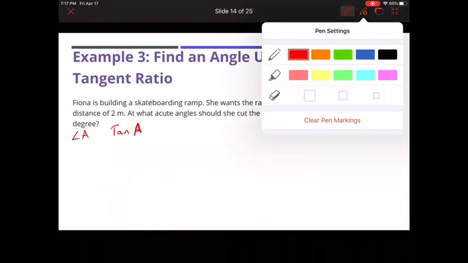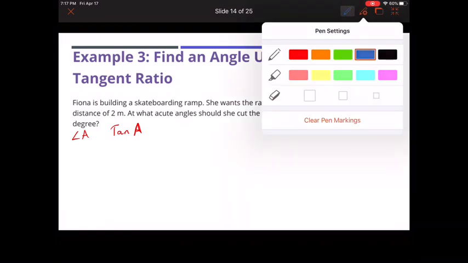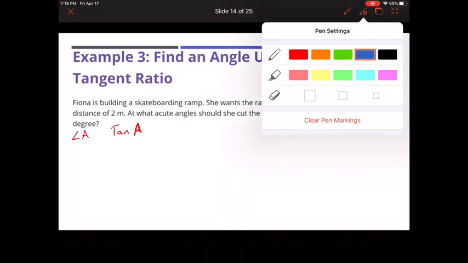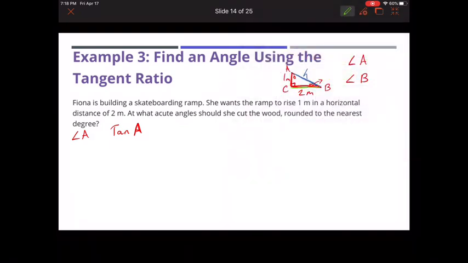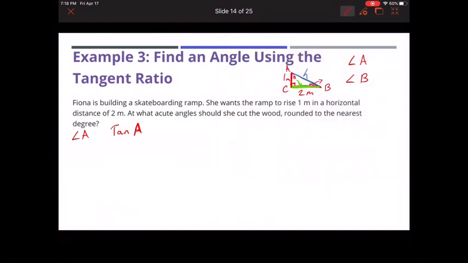So what are opposite and adjacent to A? Obviously, I'm using a highlighter. This is always the hypotenuse. That's why I did it in a different color. But line BC, when we're looking at angle A, is the opposite right now. And length AC is now the adjacent.